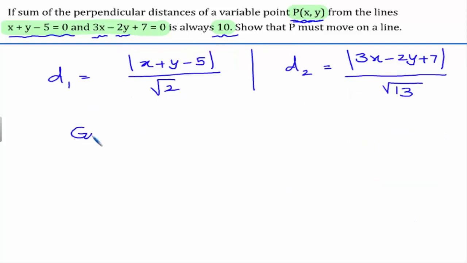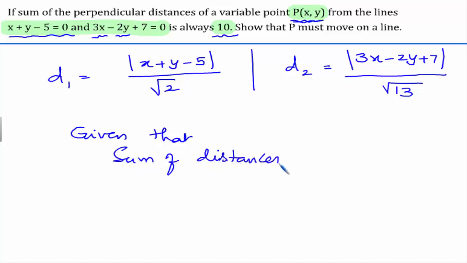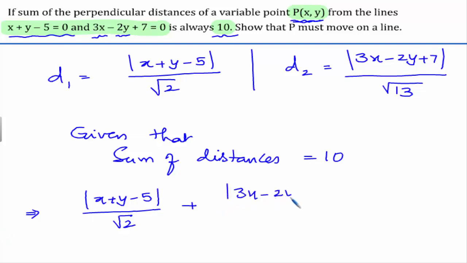Now given that the sum of distances is 10, that implies modulus (x plus y minus 5) by root 2 plus modulus (3x minus 2y plus 7) by root 13 is equal to 10.